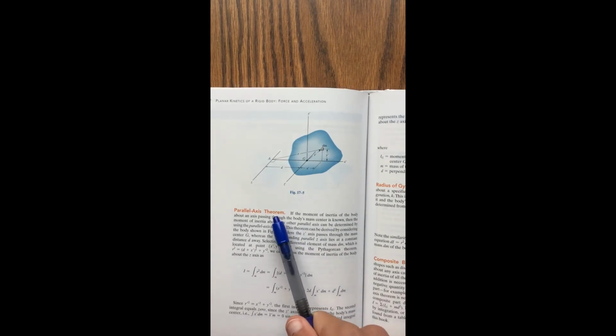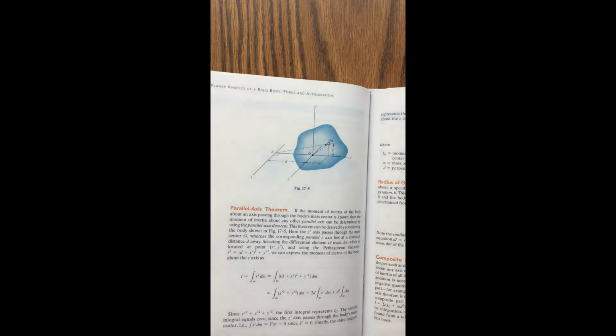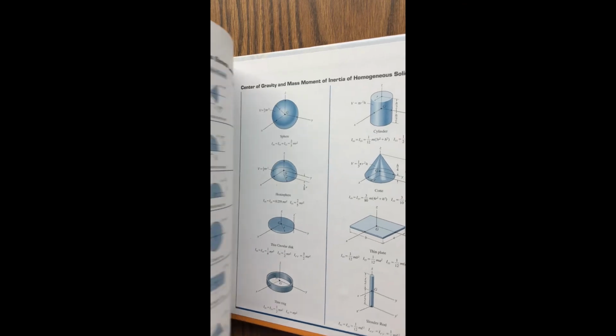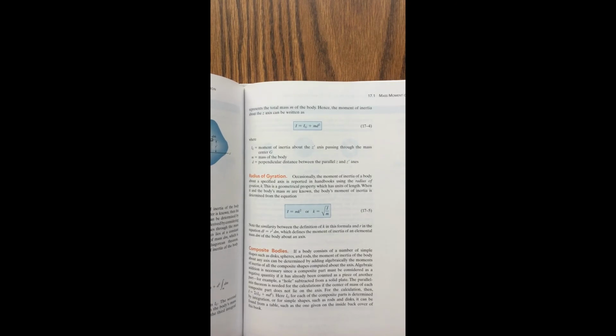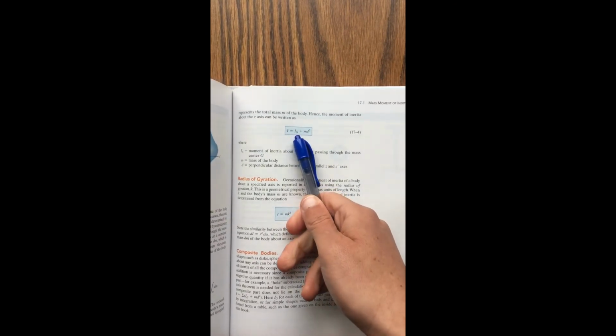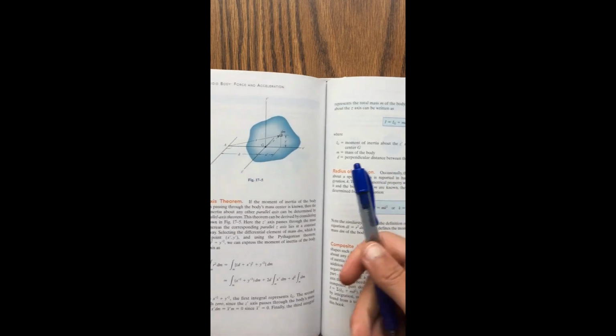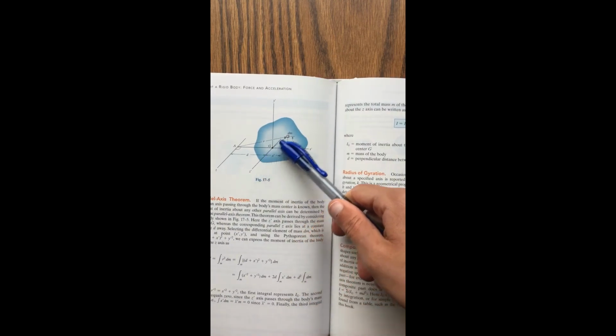So you can use the parallel axis theorem. On the back cover of your book, they give you the moment of inertia for different axes that go through the mass center of the object. But suppose you want to look at an axis of rotation that does not go through the mass center of the object. Then you can use the parallel axis theorem, which says the moment of inertia for an axis going through the mass center plus m times d squared, where d is for another axis which is parallel to the one that goes through the mass center.